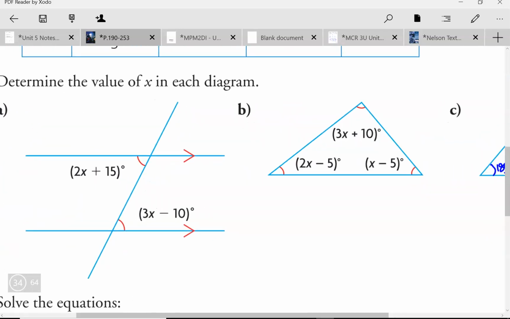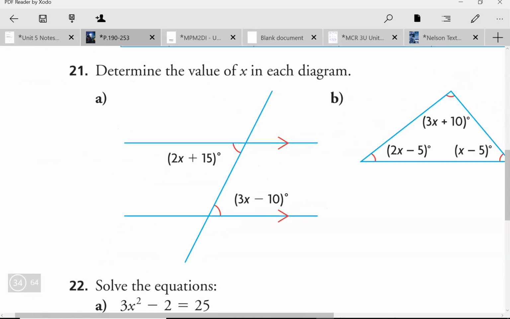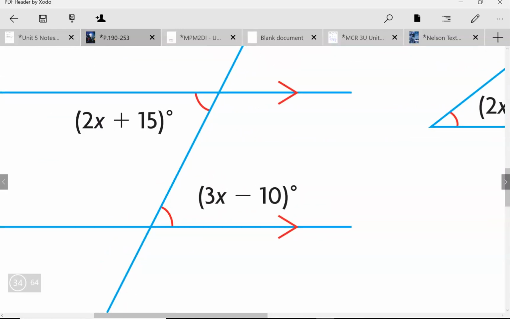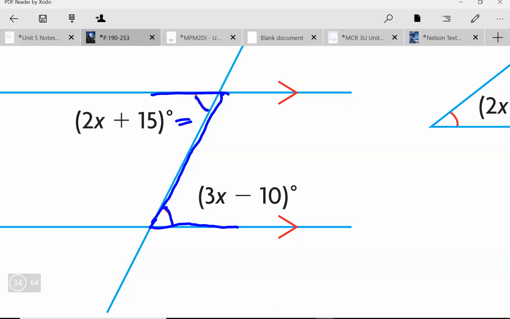And if you remember something from parallel lines, you should be able to try this. We know that this is a Z. Have you done Z pattern? Okay. Some of you in grade 8 might have learned about Z pattern. If not, don't worry. We'll be learning about Z pattern in our geometry unit later this year. But the Z pattern says that these two angles are equal. So you can just say 2x plus 15 equals 3x minus 10 and solve this equation. If you don't know what the Z pattern is or what I'm talking about, don't worry about it. We'll learn about it later.